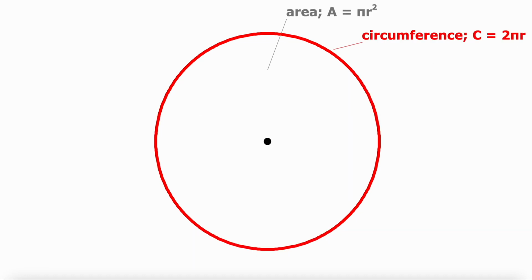The circumference of a circle is the distance around the circle, i.e. its length. And the area of a circle is the size of the surface enclosed by the circle.